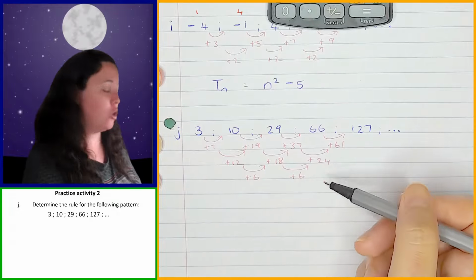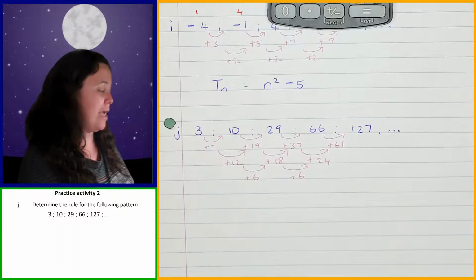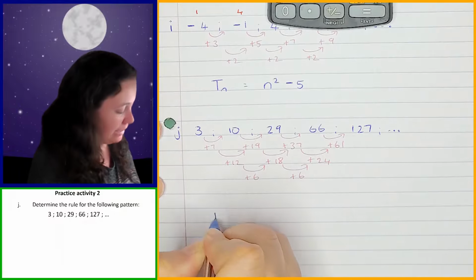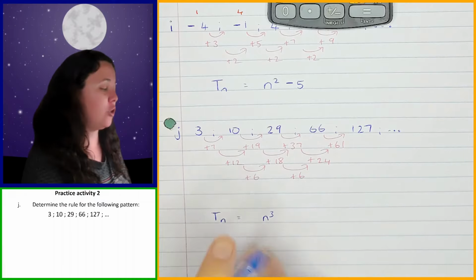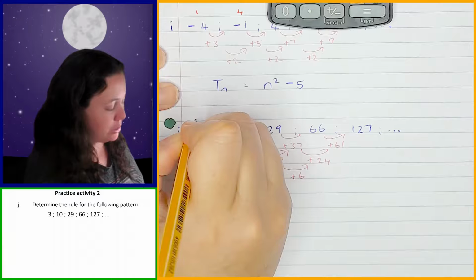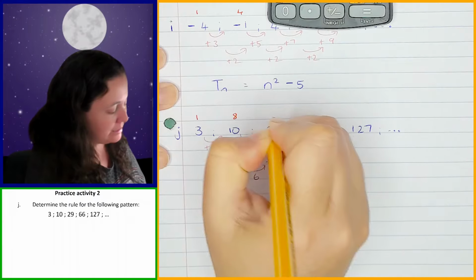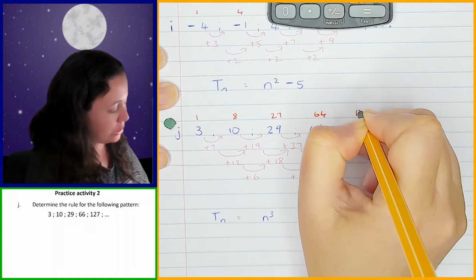So I've got a constant third level of differences here, which means that my rule is going to have n cubed in it. So it's going to be Tn equals something with n cubed in it. So now we need to go and compare this to our cube numbers. So our cube numbers are 1 and 8 and 27 and 64 and 125.